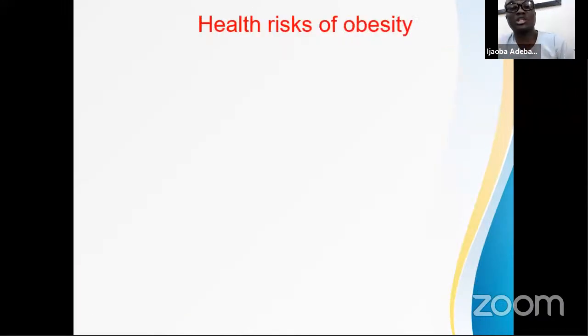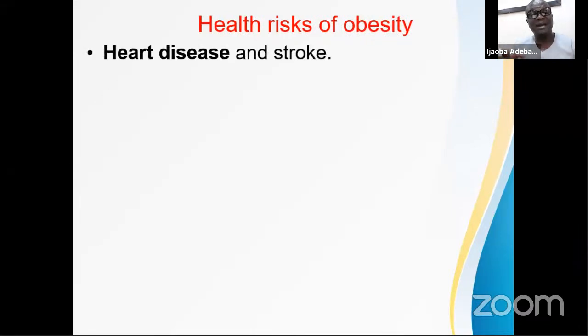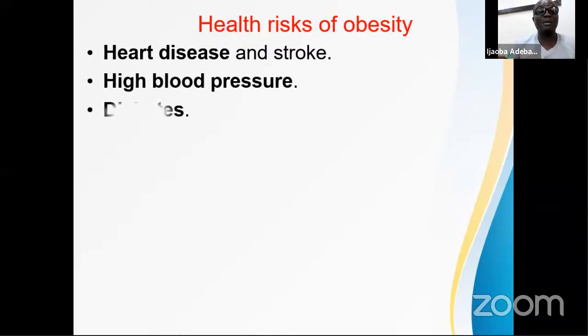Then we look at the health risks of obesity. There are lots and lots, and I mean a lot. There are major underlying health challenges of being obese. Number one is heart disease and stroke-related conditions. Again, high blood pressure. Another health risk is diabetes, type 2 especially. Let me just go on.